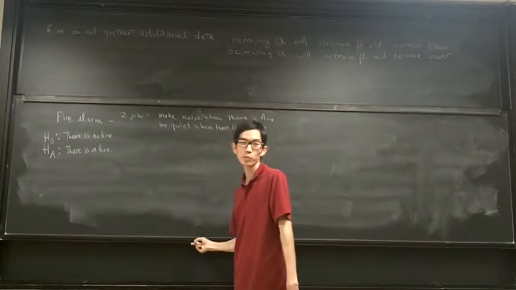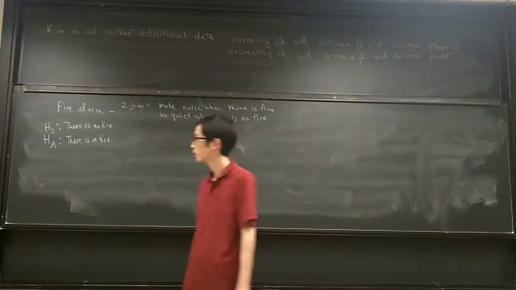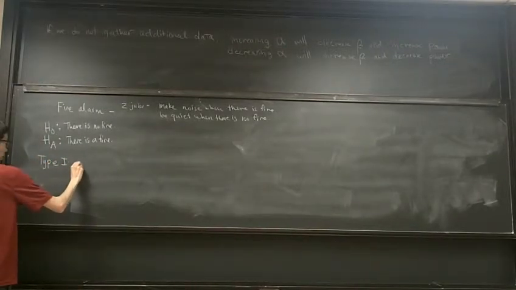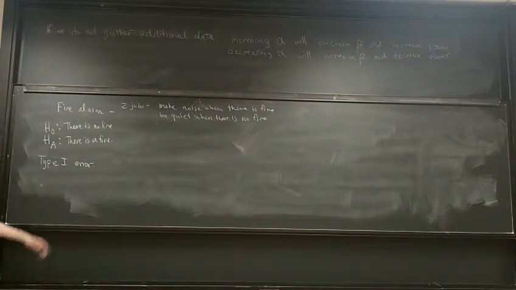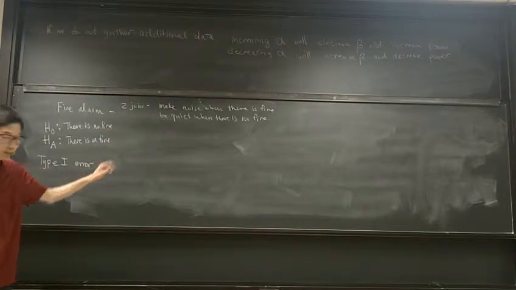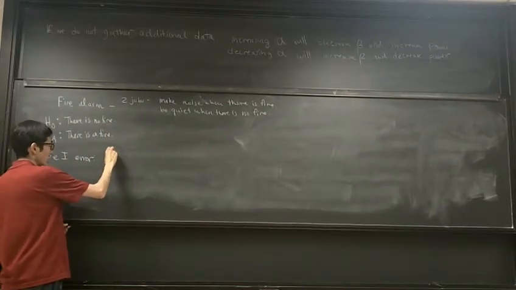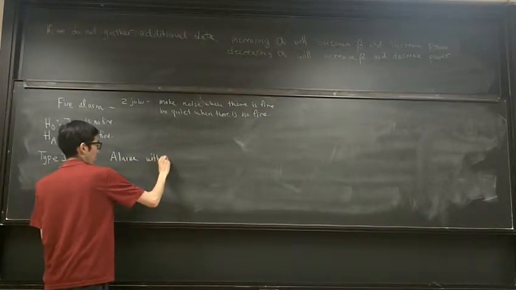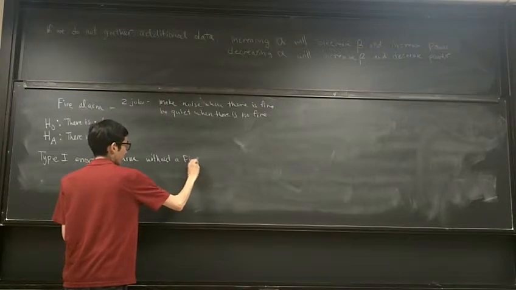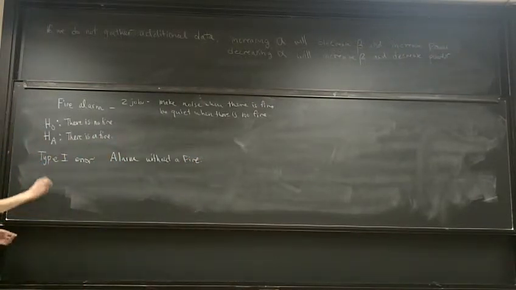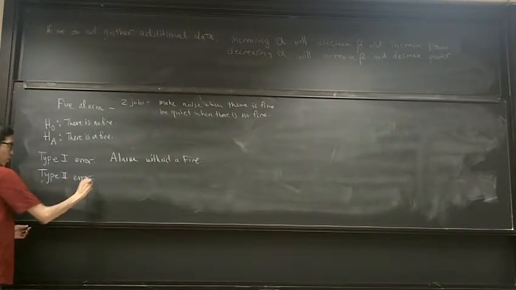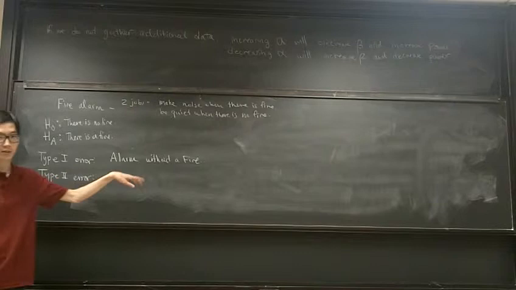What is a type 1 error in this context? Saying there is a fire when there isn't. So a type 1 error is the alarm says there's a fire when there really is no fire. So there is an alarm without a fire. And what is a type 2 error? No alarm with a fire. This is a fire without an alarm.